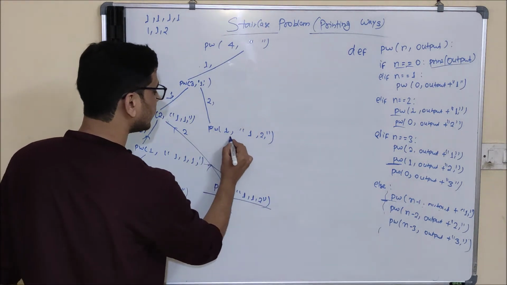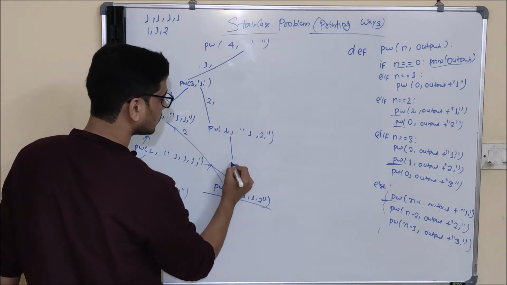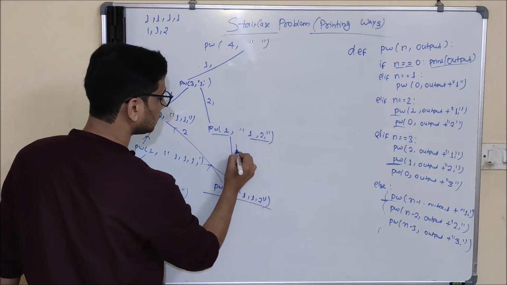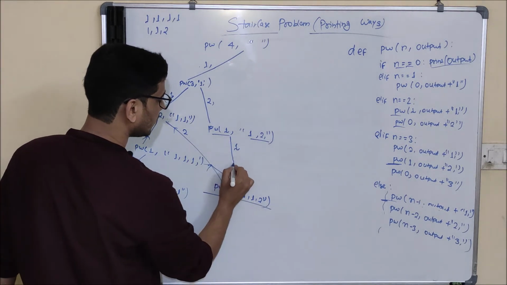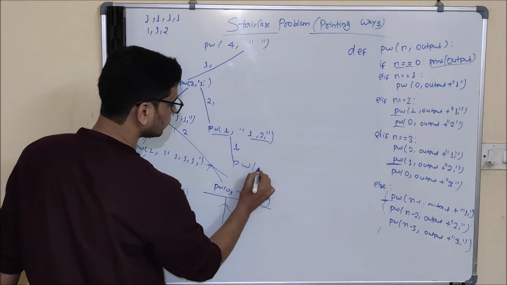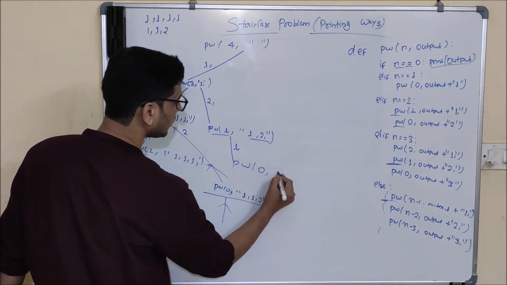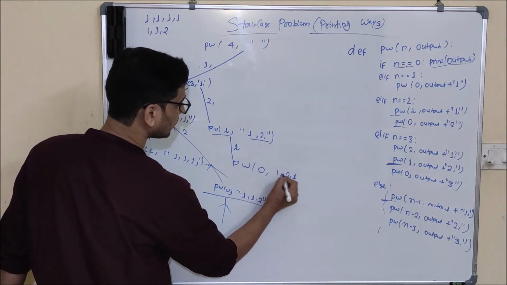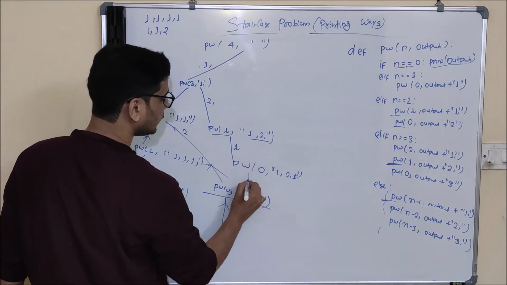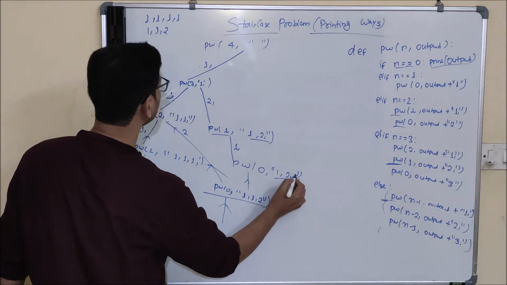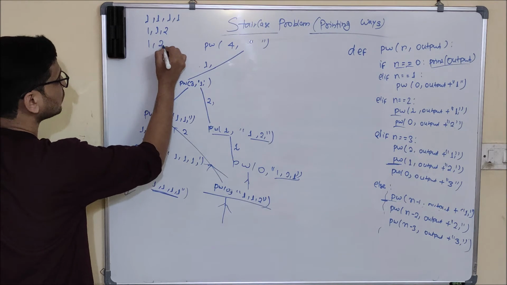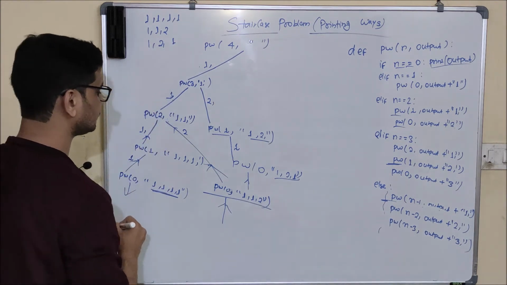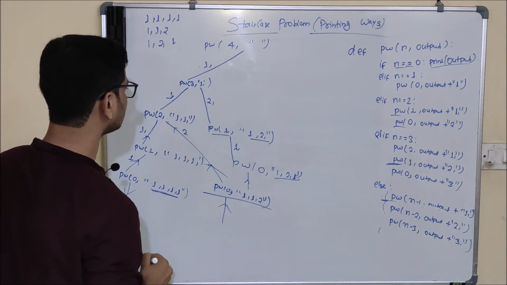So pw of 1 will be called. pw of 1, 2 will take another 1-step jump and it will call pw of 0, 1, 2, 1. And when it is pw of 0, it will be printed, that is 1, 2, 1. Now after that, what will happen?